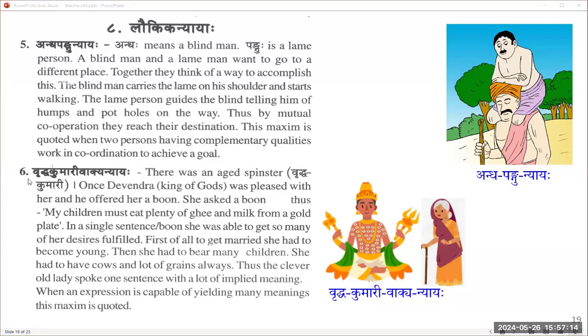All right. Vriddha Kumari Vakya Nyaya. So Vriddha is old. Kumari means unmarried.